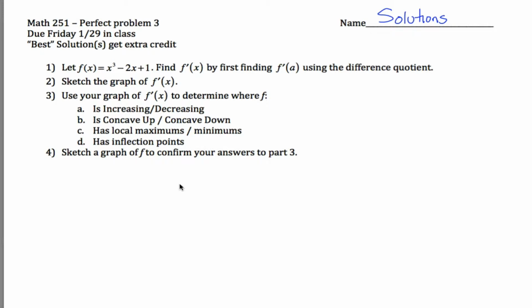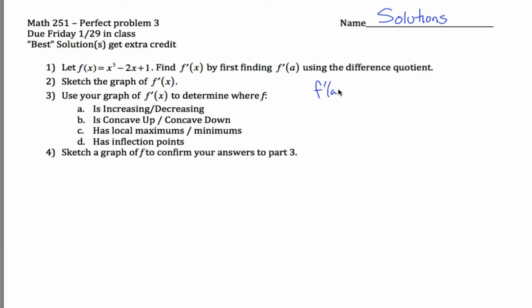Our third perfect problem for Math 251. The idea here is you're given a function, this third degree polynomial, and asked to find its derivative. But you're not using any of the clever chapter 3 tricks. You're doing it the long way, the hard way. You're doing it by using the difference quotient. So you're first finding f prime of a using the difference quotient.